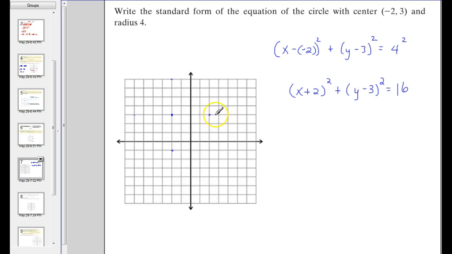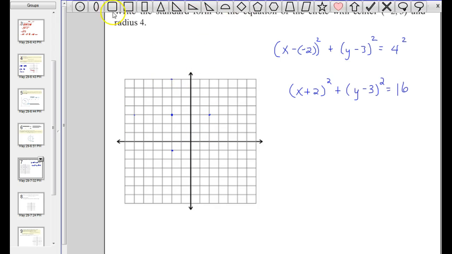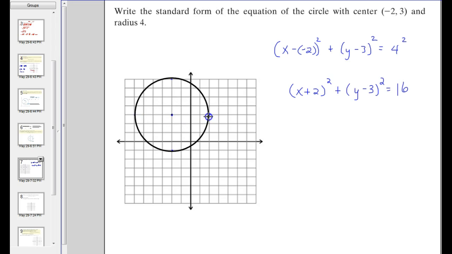Okay, so don't just draw a line. That's a diamond or a square. So don't do that. I've got a circle tool I'm going to use, but if you're freehanding, just do the best you can. I mean, it's not going to be perfect when you're freehanding it. Alright, so there's our circle.